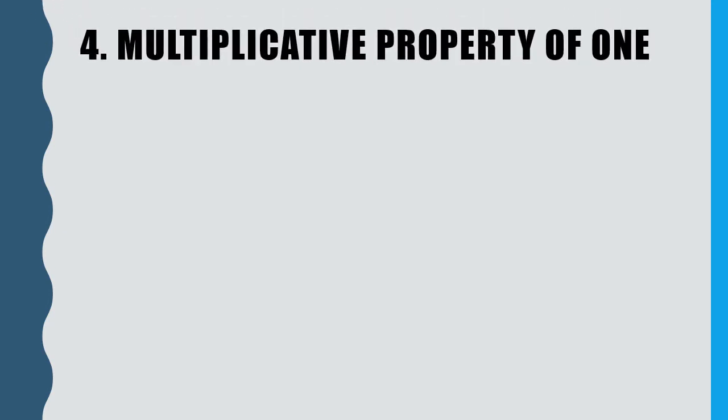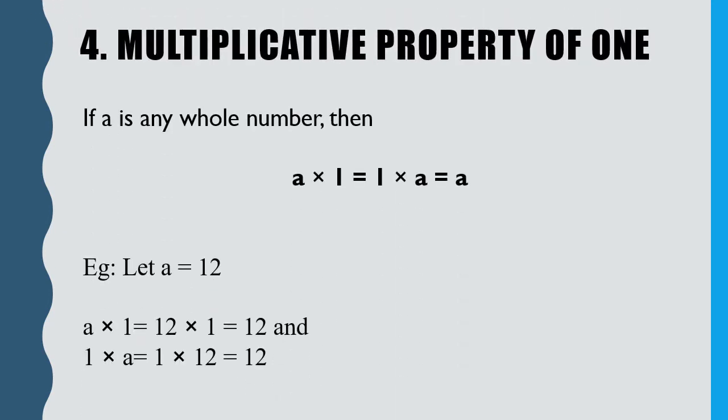Multiplicative property of 1. So what it says is that if we have a whole number, supposedly a, if we multiply it by 1, the answer is the same whole number, which is a. For now, we have taken a is equals to 12. If we multiply it by 1, the answer is 12. If we multiply 1 multiply 12, the answer is again 12. So if we multiply any whole number with 1, the answer is always that particular whole number.